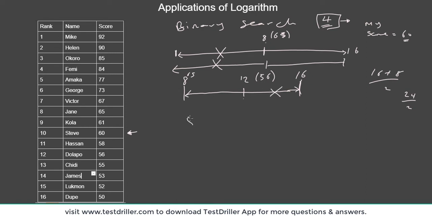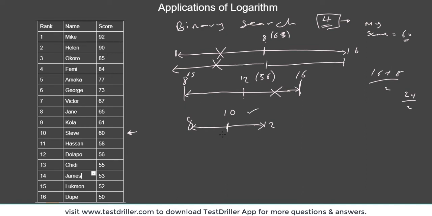So I'm going to reduce my guessing zone to 8 to 12, right? So now what do I do next? I just do the same thing. I just add them up. 8 plus 12, that's 20. Divide by 2, that gives me 10. Now I'm going to guess 10. By the time I guess 10, the teacher will say, yes, correct, because that is your position.